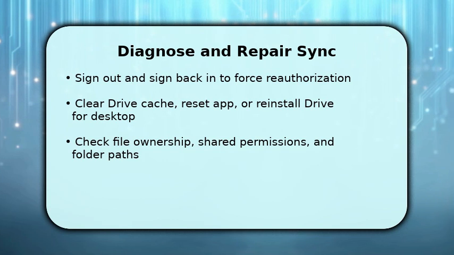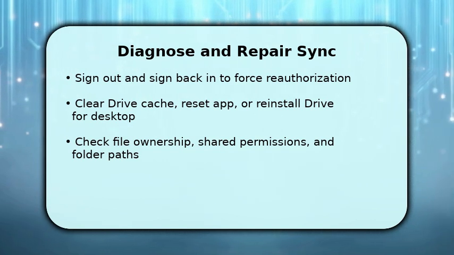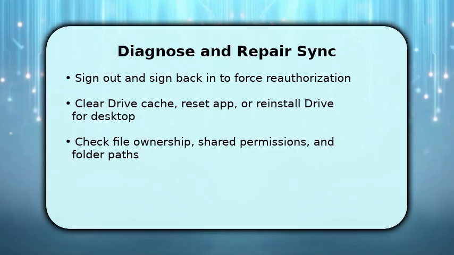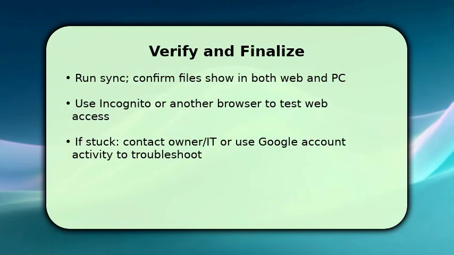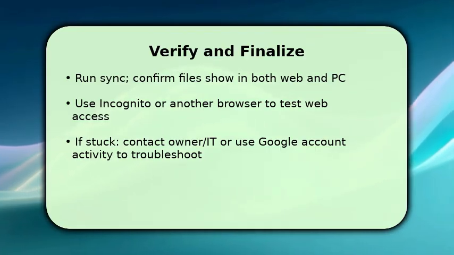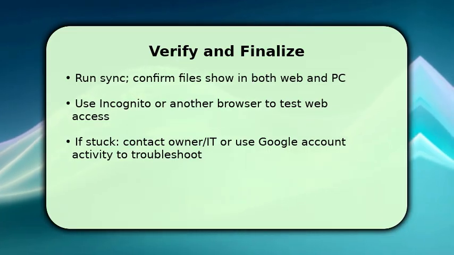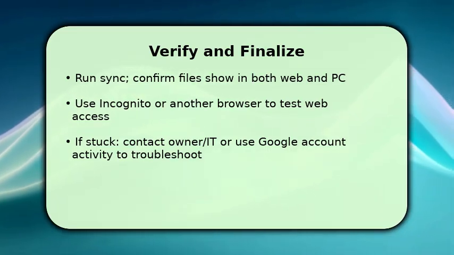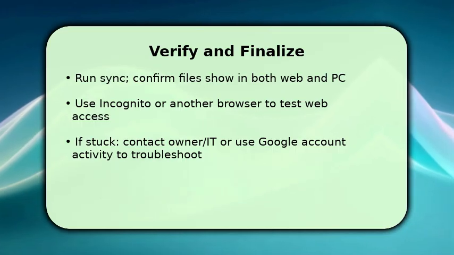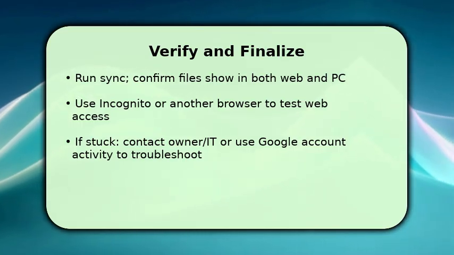Drive. Once the client is reinstalled and you've reauthorized, start a full sync and watch for errors. Ensure the same files appear on Drive.Google.com to confirm access. If web access works but the PC still fails, test in an incognito window and clear browser/site data used for OAuth tokens. Finally, make sure folder permissions include your account.